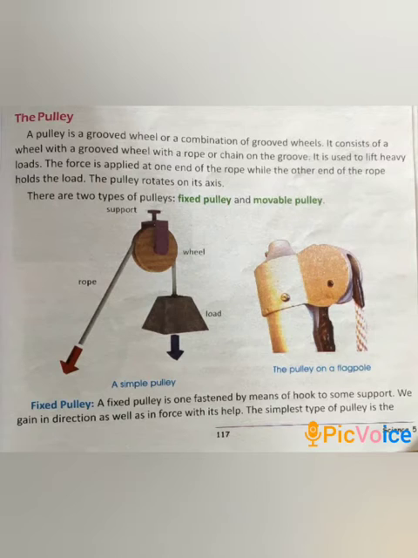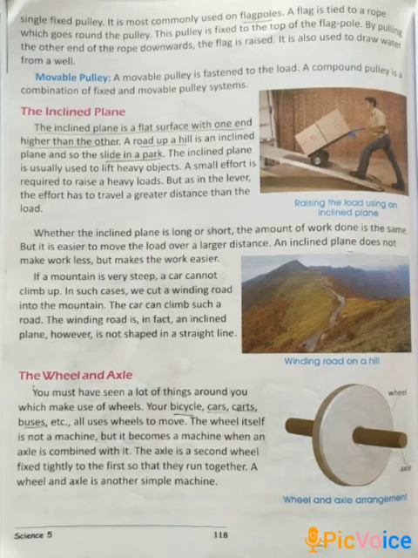There are two types of pulleys: fixed pulley and movable pulley. A fixed pulley is one fastened by means of a hook to some support. We gain in direction as well as in force with its help. The simplest type of pulley is the single fixed pulley. It is most commonly used on flagpoles.